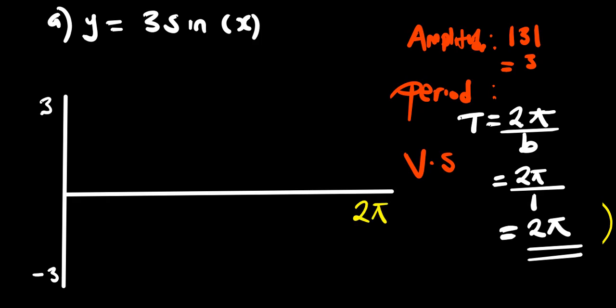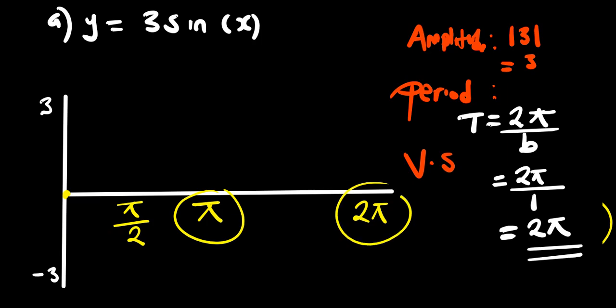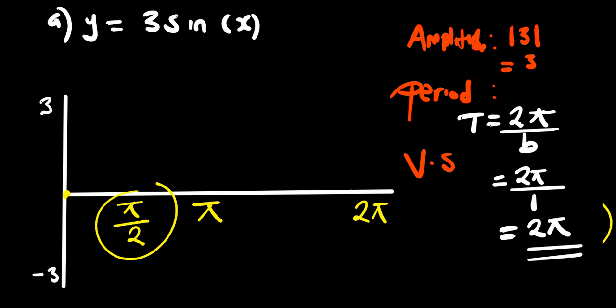Now allow me to divide my graph into 4 parts. The half of 2 pi is just pi. Then this is 0. Between 0 and pi, it will be just pi over 2. For me to find this part, I can either add pi plus 2 pi, then divide by 2, or I get pi over 2 and multiply it by 3. So when I multiply pi over 2 by 3, I'm going to get 3 pi over 2. So this is the information that we have as of now.